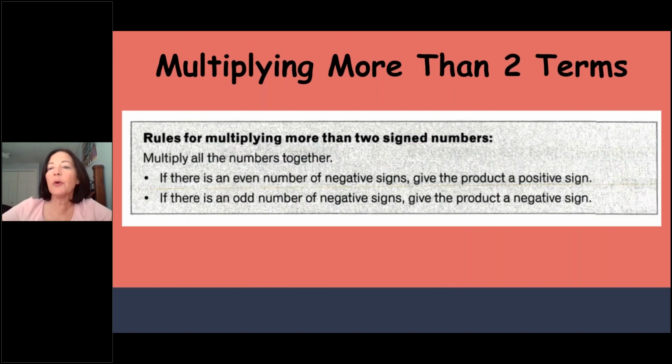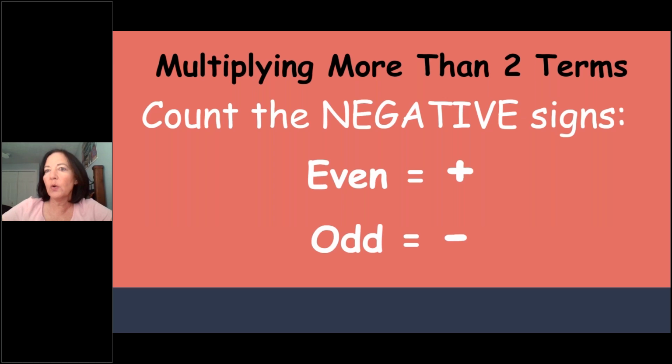Okay, sometimes you're going to be multiplying by more than 2 numbers. And so there was an algorithm in the packet that looks something like this. Multiply all the numbers together. If there's an even number of negative signs, the product, which means the answer, is going to have a positive sign. If there's an odd number of negative signs, the product will have a negative sign. So in my brain, it's simpler to think, count the negative signs. If it's an even number, it's positive. If it's an odd number, it's negative.